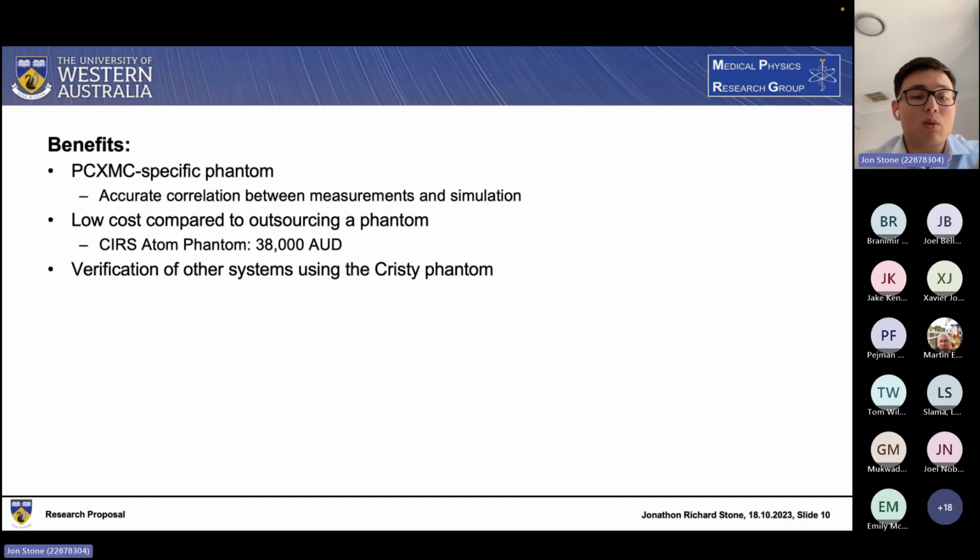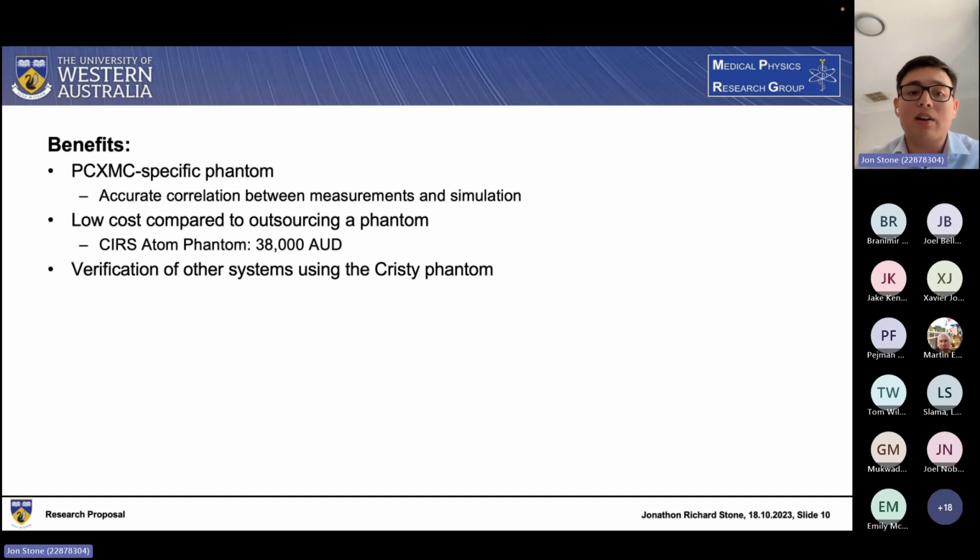So some key benefits that will arise from this study, as mentioned in the significance, was that having a PCXMC specific phantom will allow for accurate correlation between measurements and simulation. Like we saw with the Rando phantom, there was quite a lot of differences in dose because of those differences in anatomy. And also, not to mention, it's a huge decrease in cost compared to outsourcing a phantom.